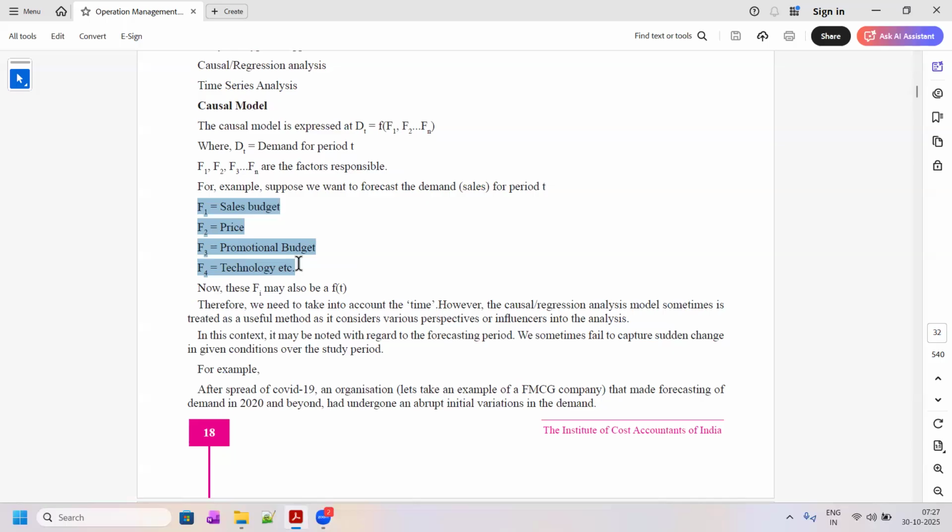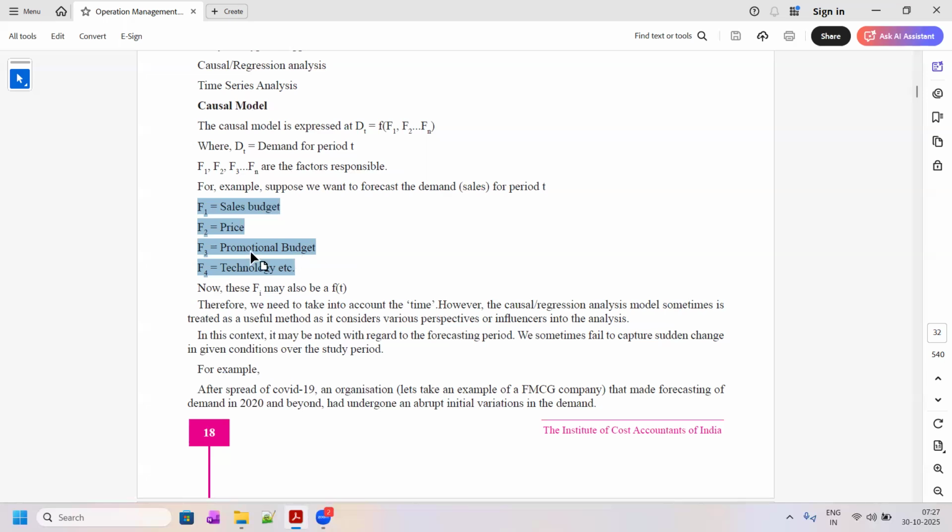So in causal methods, we can say that the demand depends on different factors: price, promotion, sales efforts, technology. And if we know how these causes affect the demand, we can predict the future sales more accurately.